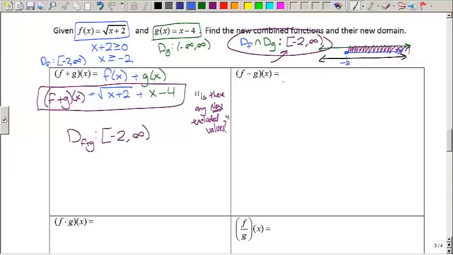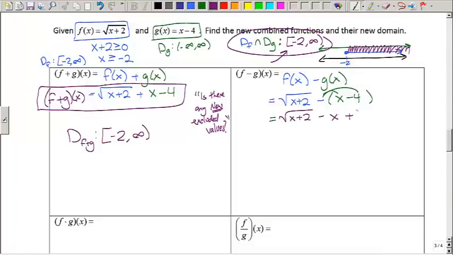For the next, f minus g of x, we have f of x by definition minus g of x. Again, don't forget when you do the minus, you want to probably include parentheses there. The f of x is the square root of x plus 2, minus, in green, x minus 4. Notice I put that in parentheses because whenever you subtract a polynomial, you want to distribute your negative all the way through, which will get us the square root of x plus 2 minus x plus 4.